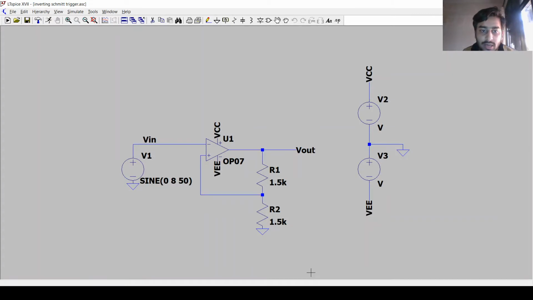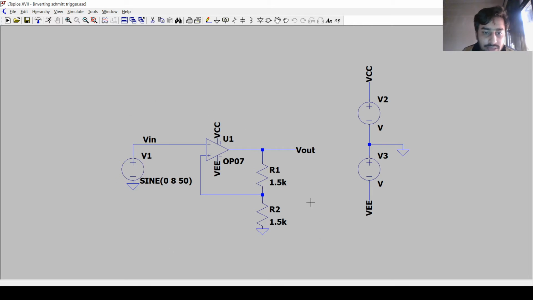This is the circuit diagram of the inverting Schmitt trigger. We have applied a sinusoidal voltage to the inverting input terminal, and at the non-inverting terminal the voltage applied will be the threshold voltage, which will be the combination of R1 and R2 resistors. So it will be R2 upon R1 plus R2 into V out.